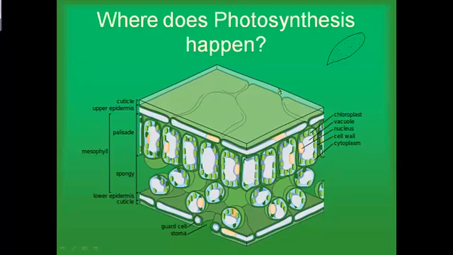So basically this is where photosynthesis happens, inside the leaf, inside these palisade cells. Light comes through the top of the leaf and is captured by the chloroplasts. Carbon dioxide comes up through the stomata and ends up going into the palisade cells, and then photosynthesis happens.